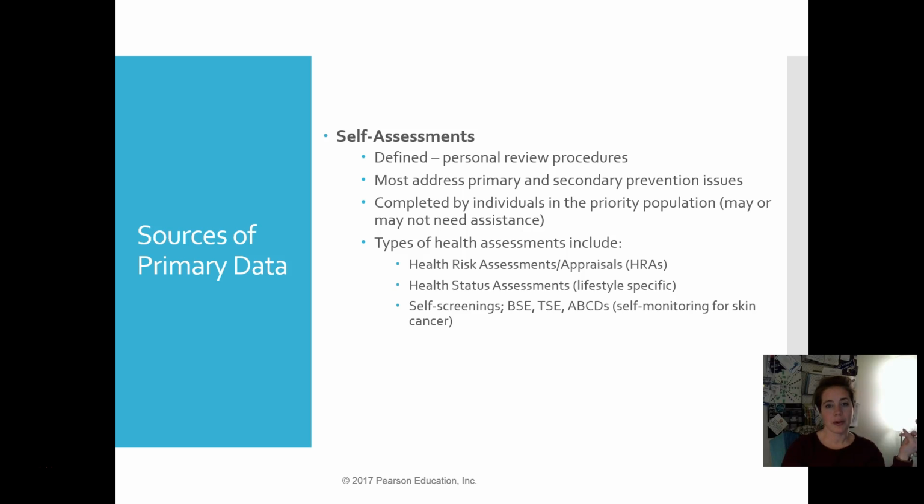This is a personal review procedure, as they're talking about it in the book. It really focuses on primary and secondary prevention issues, so not tertiary, not strictly reactionary, and is completed solely by individuals in the priority population, with or without assistance from any of us. It can take the shape of health risk assessments, health status assessments, or self-screenings, like literally checking your body for moles that might look funny, breast screenings, testicular screenings, you name it.